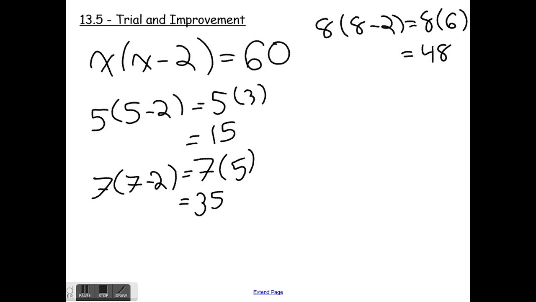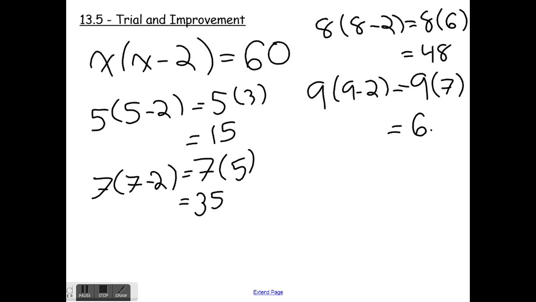Is it 9? No, it's not 9. It's 8 point something. Because 9 times 7 is 63. So it is 8 point something. I'm going to do 8.8, only because it'll make the math easier for me. Can I use your calculator, please? Yes, of course. Thank you very much.